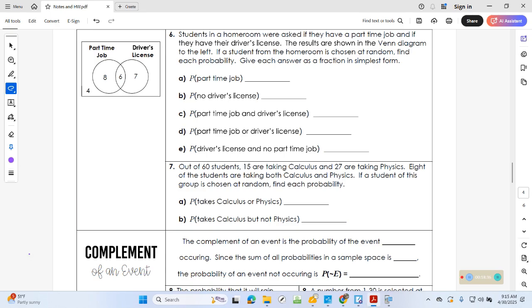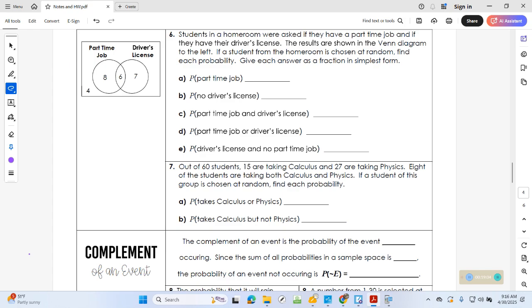All right, let's look at this because I don't know if you've seen a Venn diagram before. Super easy. We're just going to get our numbers off of this, okay? So students in a homeroom were asked if they have a part-time job and if they have their driver's license. Results are shown in the Venn diagram. If a student from homeroom is chosen at random, find each probability. Give each answer as a fraction in simplest form. Okay, let's first figure out what's the total amount of students in here so I know my denominator on my fraction.